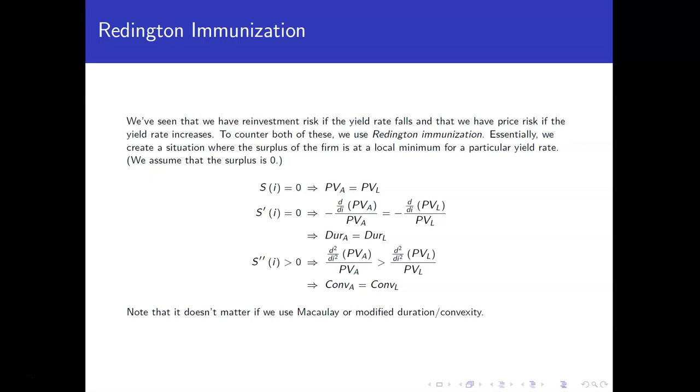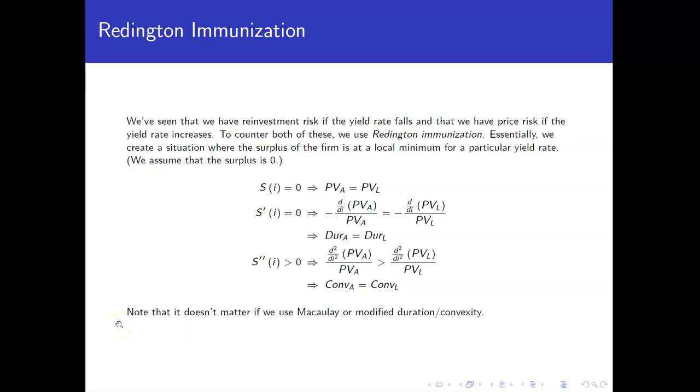So, essentially what we're going to do is, if we look at the surplus of the firm, we're going to create a local minimum at a particular yield rate. Okay? When we can calculate that local minimum, then we know that no matter what, if the interest rate changes, the surplus should go up rather than down for a small change, right? Because the local minimum would be the absolute minimum that we would have of the surplus. So if the interest rate changes in either direction, we want the surplus to go up, meaning that our assets should be higher than our liabilities in each case.